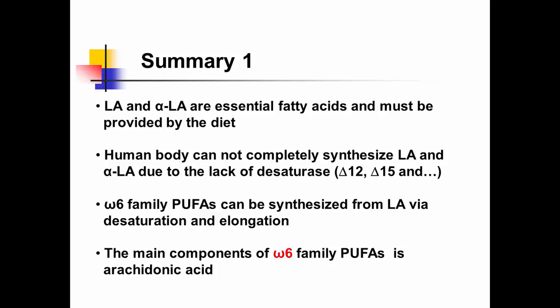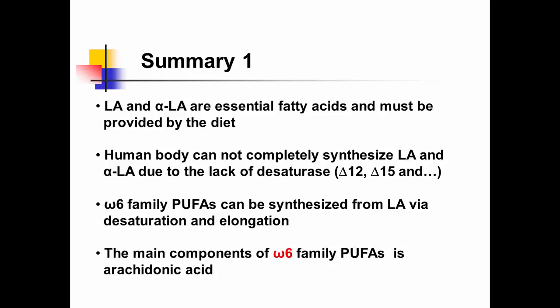Delta 12 and 15, right? And which set of desaturases do we have? We do have delta 5 and 6. So try to remember, 5 and 6 are the desaturases that we have, and 12 and 15 are the desaturases that we don't have. And the human body cannot complete the synthesis of LA and alpha-LA.